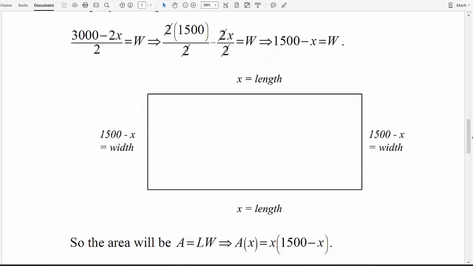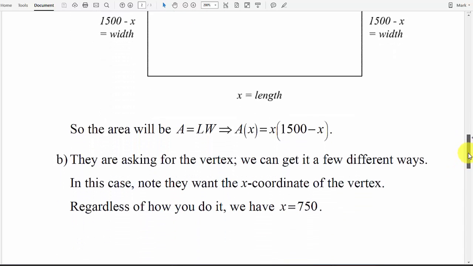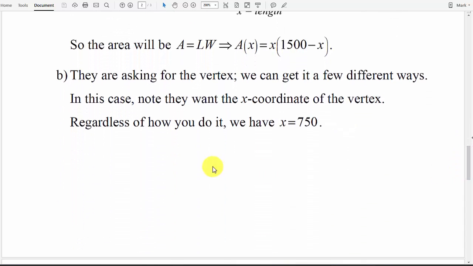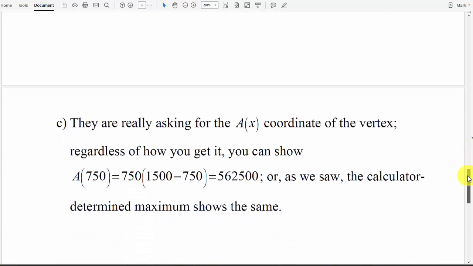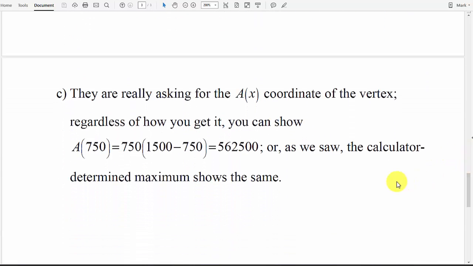Now, as far as putting the answer in written form, we showed you that there are several ways to find the vertex. The most important thing about Part B is recognizing what they're asking for, which in this case is the x-coordinate of the vertex. And likewise, Part C, they're asking for the A of x coordinate, and you can find it a couple of ways. We just showed you one on the graphing calculator.